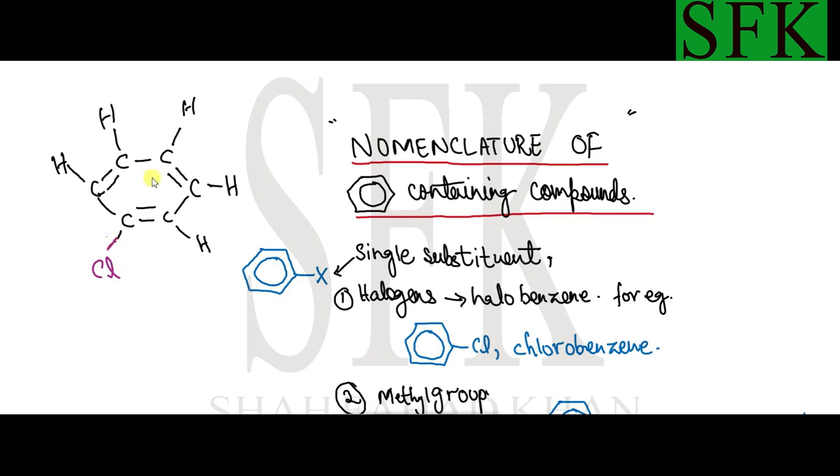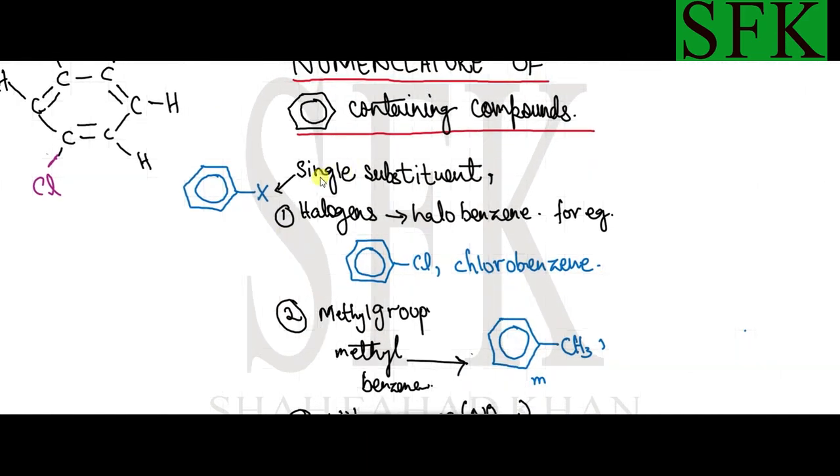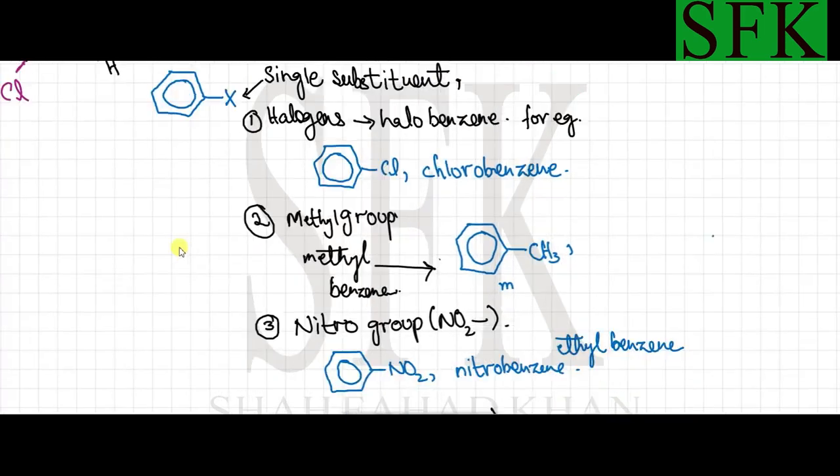In this compound, one of the hydrogen atoms has been substituted with a halogen. So such a compound in which only one hydrogen atom has been replaced by another functional group is a mono-substituted derivative of benzene, because only one hydrogen has been substituted. When a single substituent is attached to the benzene ring, this compound is called a mono-substituted derivative of benzene. These substituents can be of different types.